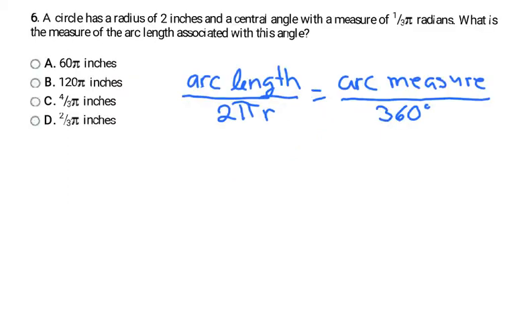Okay, this question says, a circle has a radius of 2 inches and a central angle of a measure of 1/3 pi radians. What is the measure of arc length associated with this angle?